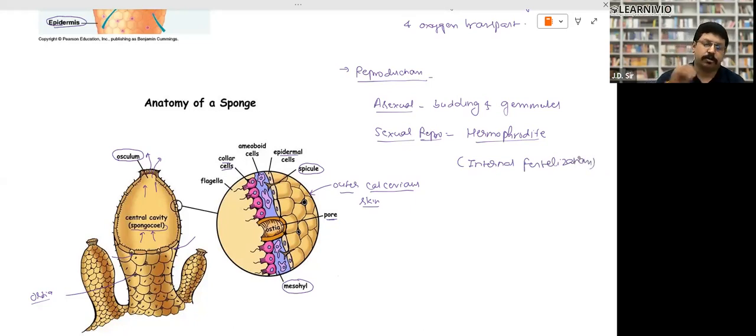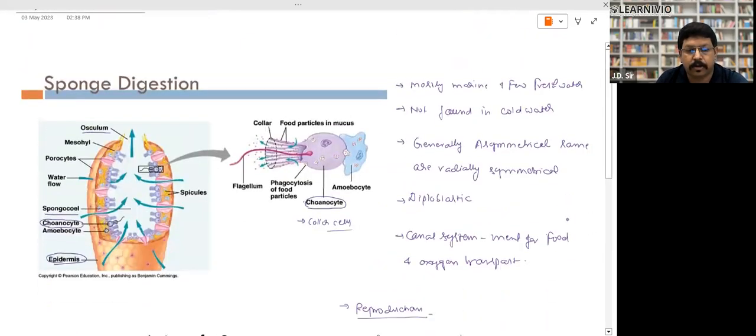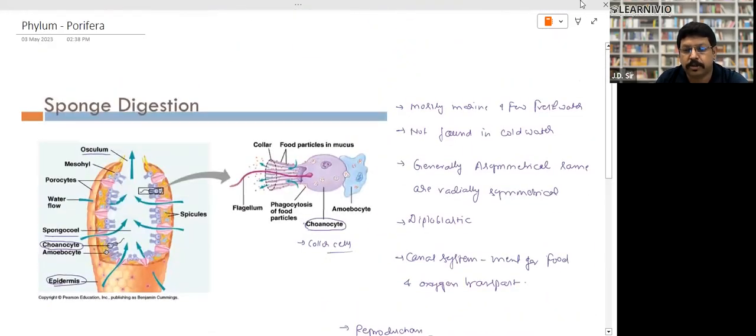Tell me, is it clear or not? Tell me if you have any doubt. Choanocyte cell, you have to remember, they are hermaphrodite. That you have to remember. They are not found in cold water. That you have to remember. Clear to all? Yes, sir. Okay. So this was something about sponges.